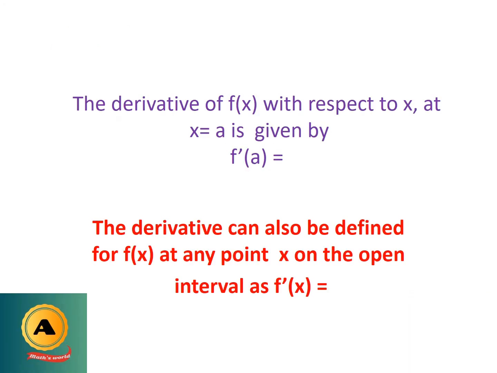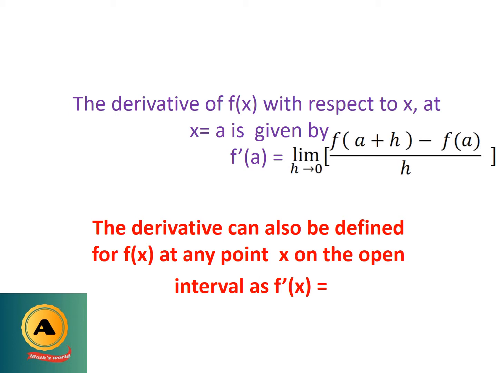In mathematical terms, the derivative of f of x with respect to x at x equals a is given by f dash of a equals limit h tends to 0 of f of a plus h minus f of a upon h, where h is a small number. H tends to 0 means that h is either less than 0 or greater than 0, but h is never equal to 0.